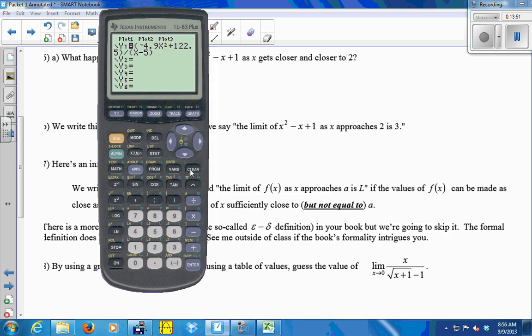So we go to y equals, and I'm going to put in negative x squared minus x plus 1. Just go to y equals, type in the function. I want to look at just a standard window, -10 to 10, -10 to 10. So I press zoom 6. That gets me a standard window.